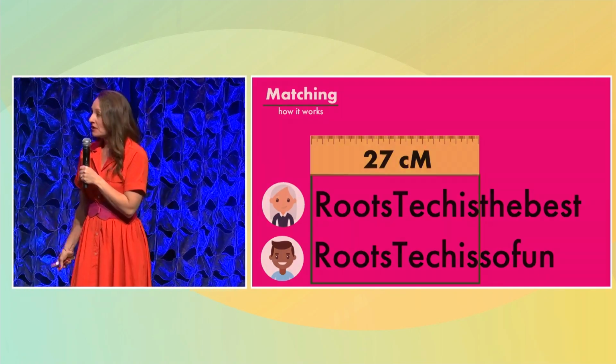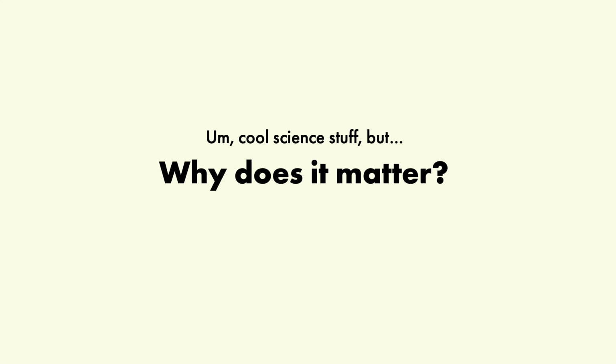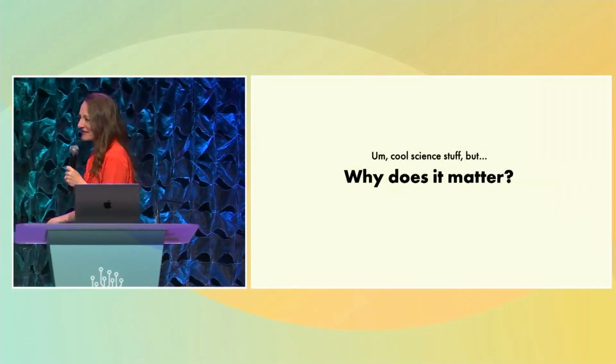My general rule is the more you share, the more you care. So I made a sticker that looks like this, because this is a very simple, important principle to keep in mind. The more DNA you share, the more centimorgans you share, the closer that relationship, and the easier it's going to be for you to figure out how you're related. So that wasn't so bad, was it? That was fun science stuff.